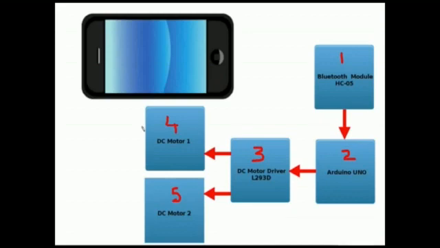Now let me explain the design and working of the project using the following block diagram. Block 1 is the Bluetooth module, block 2 is Arduino Uno, block 3 is the DC motor driver, block 4 is DC motor 1 and block 5 is DC motor 2. The Bluetooth module is mainly responsible for establishing the connection between the mobile phone and the Arduino circuit.